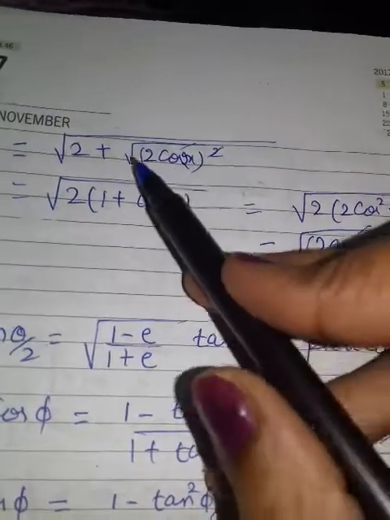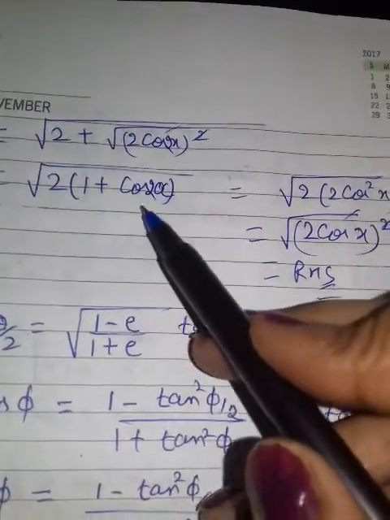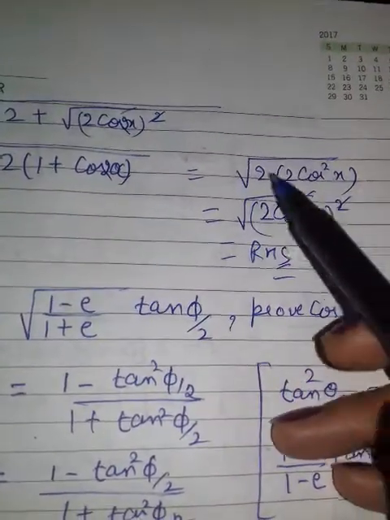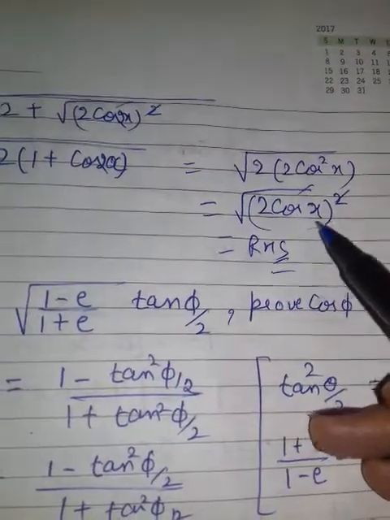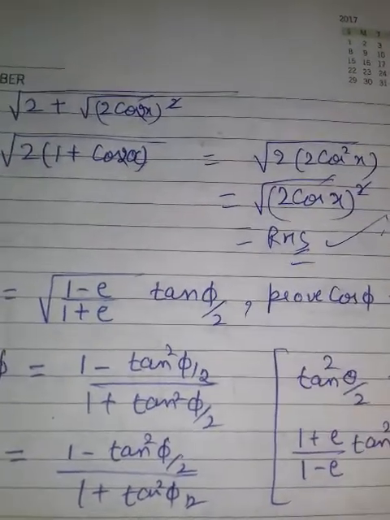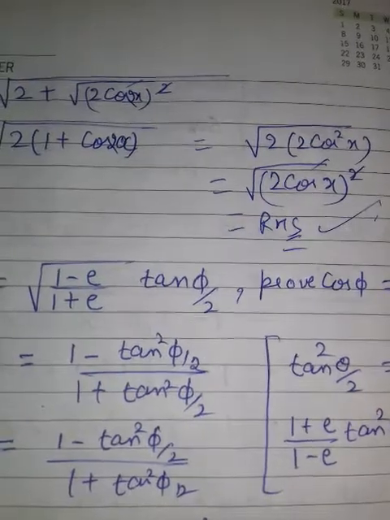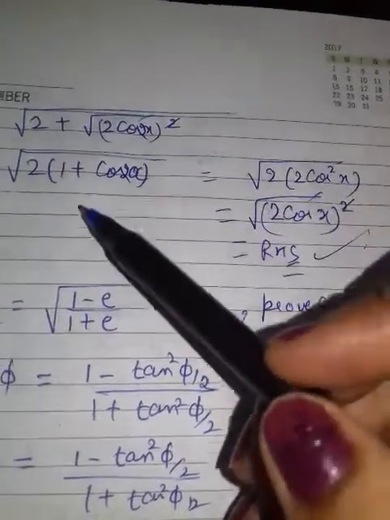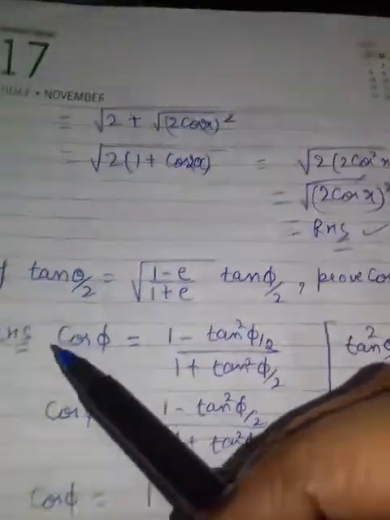Then I opened and taken common of 2. Then again I opened the identity. 2 to the 4, 2 cos x whole square we have written. Square cancels with square. It means you will start from the back side.